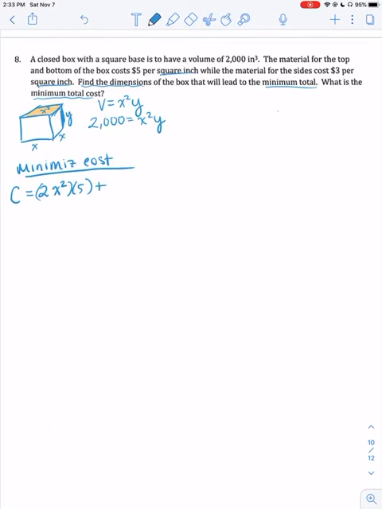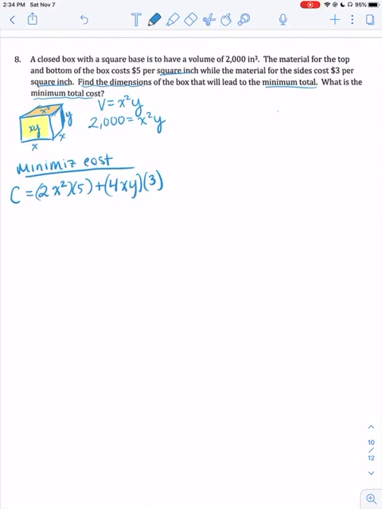In addition to that, we have the sides, the material for the sides costs $3 per square inch. So how many sides do we have? Well, this is the side, one of them. And we can see here that this area will be represented as x times y. And there's 4 of those. So we have 4xy, and those are costing $3 per square inch. So this is a formula for the cost.